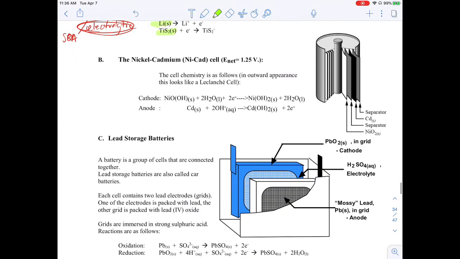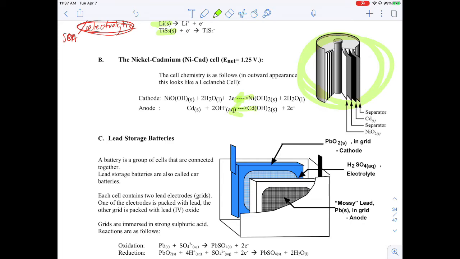Nickel cadmium cells, these are older style rechargeables, and they're kind of heavy. They look a lot like your standard cells, but you can put them into a recharger. And so when this and this react, that's a spontaneous forward reaction. But when it's recharging, this and this will react, and that requires electricity. And so it's rechargeable, but when it's recharging, the reaction is going to be reversed. It's going to go the other way.